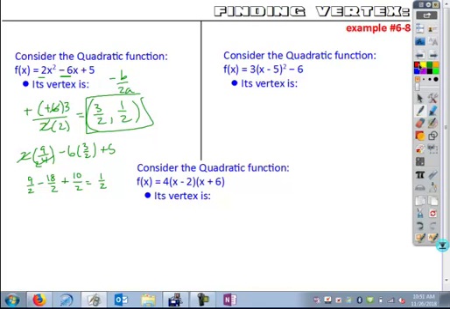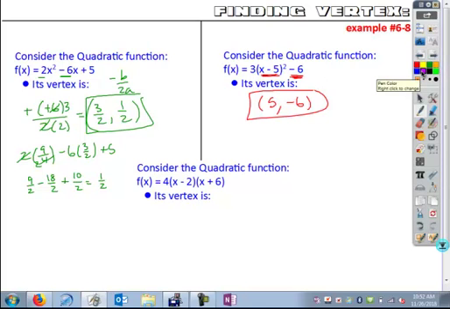Right? For the second example here, when it's given in vertex form, this is the easiest way to find the vertex. The vertex is just the x-coordinate that makes this 0, which is 5, and then your constant, negative 6. And so finding the vertex in that vertex form is the easiest possible.